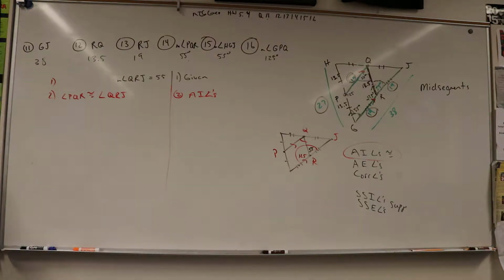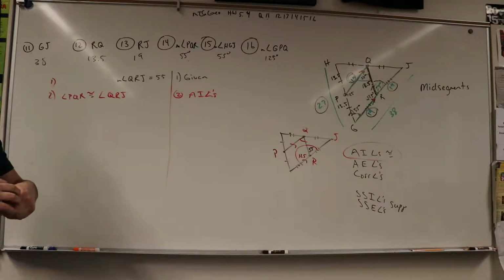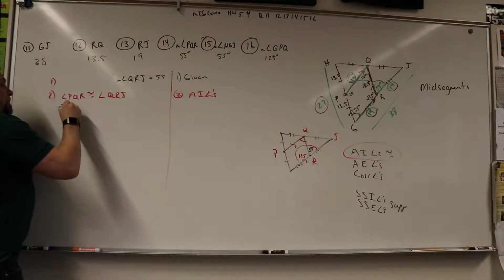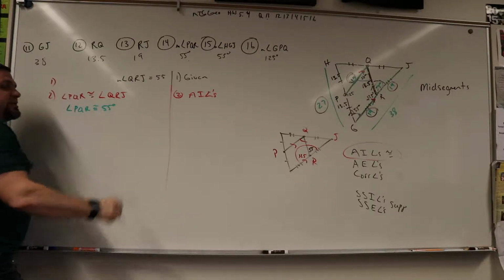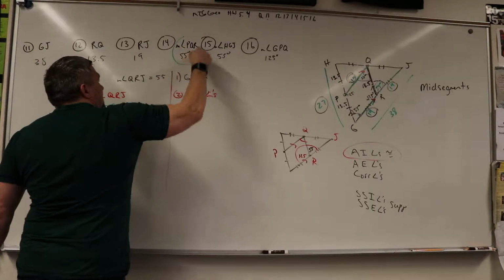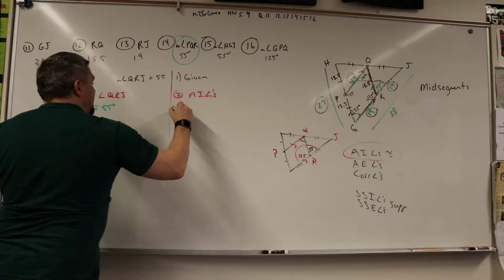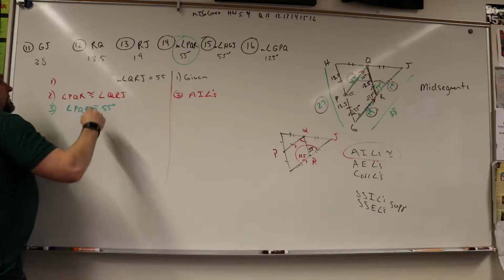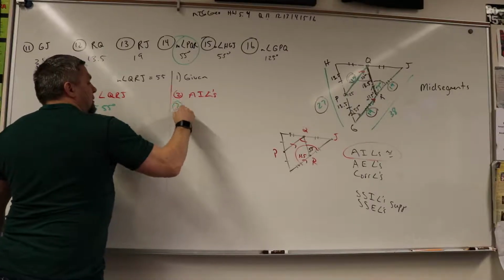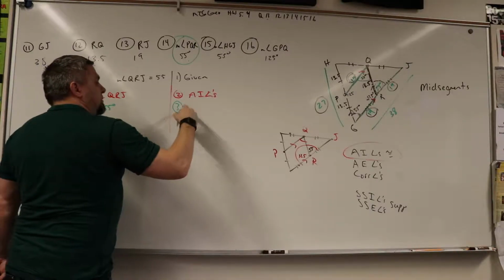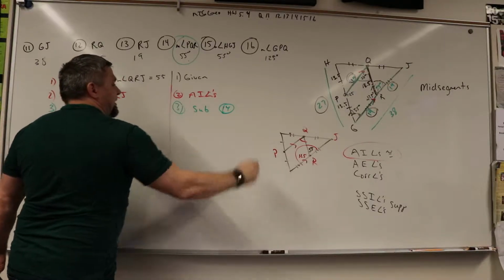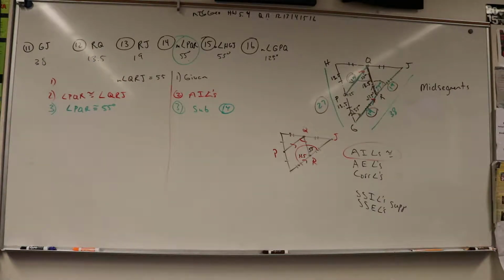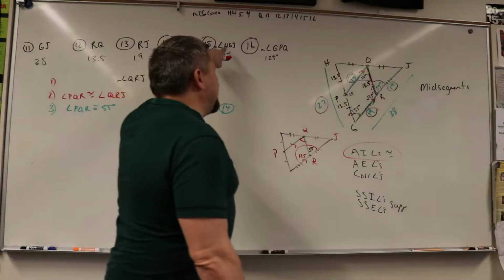Okay? So therefore I can just plug this in. Then angle PQR is congruent to 55 degrees. And I know that this is number 14. Is number 1 given? Yes. So number 3 is just substitution. And that's going to be 14. Okay? So the next part, to 15, HGJ.